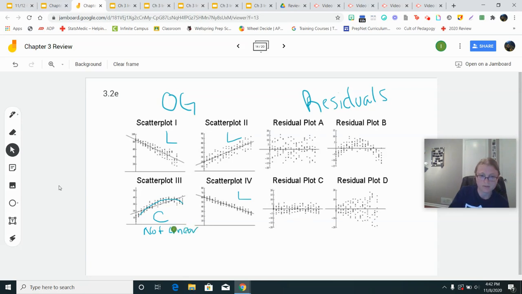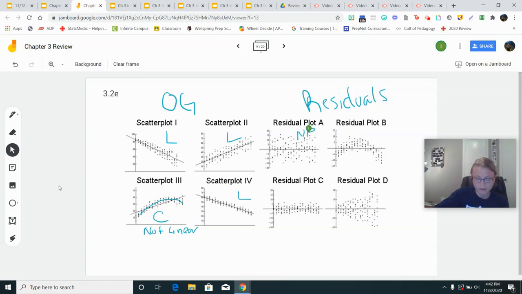My stylus is struggling today. Okay, so what we want to think about is that linear data has no pattern in the residuals. So we want to identify out of these residual plots which ones appear to have a pattern and which ones appear to not. So this is just a random scattering of points.